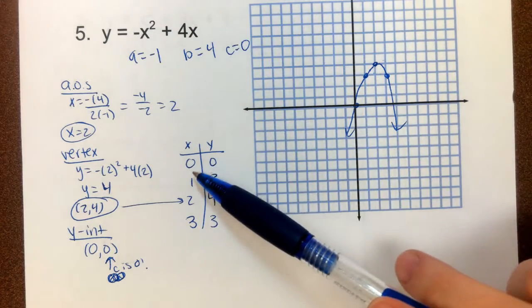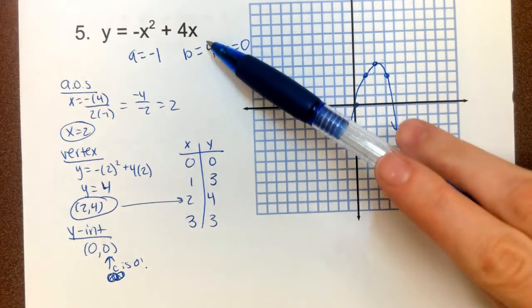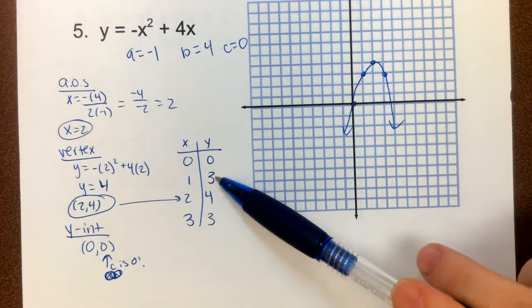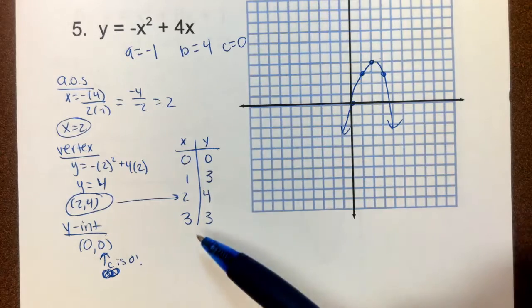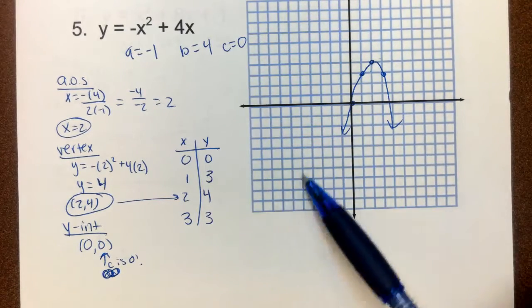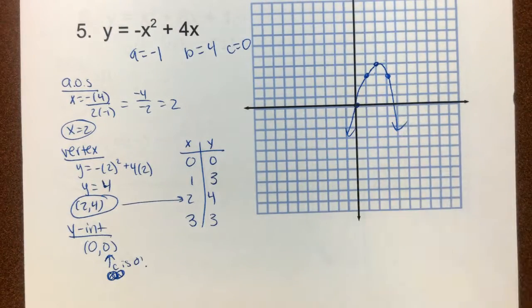You could have plugged this x value into this equation and gotten 3. You could have plugged this x value into this equation and gotten 3 again. So you can always use the calculator or plug in. And then I plotted my 4 points just like that.